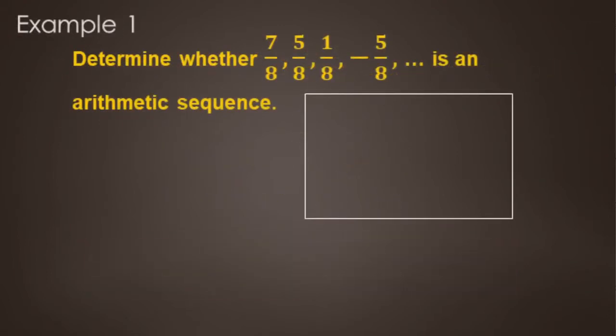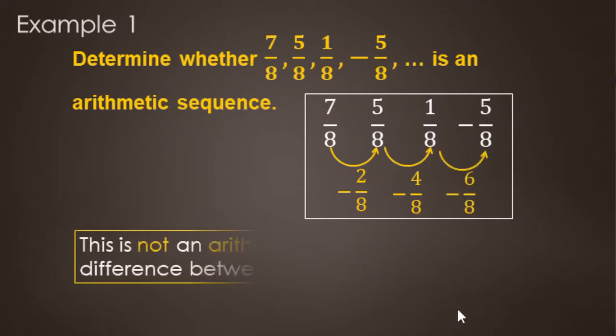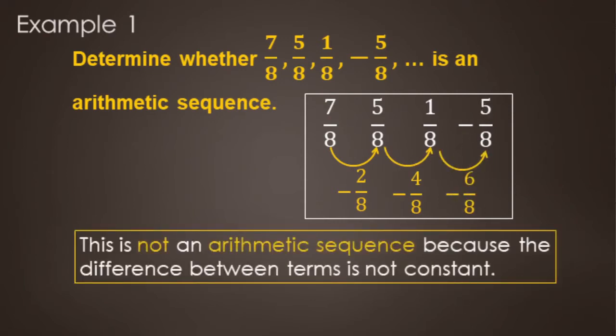Go ahead and give this one a try, pause the video, and come on back to see how you did. So here are our numbers, and we're checking to see whether we are adding or subtracting the same amount. From 7/8 to 5/8, that is a -2/8. From 5/8 to 1/8, that is a -4/8. And from 1/8 to -5/8, that's a -6/8. So there is a pattern to it. The next one would be 8/8 that we subtract, and then 10/8, but it's not the same amount that we're subtracting. So no, it is not an arithmetic sequence.